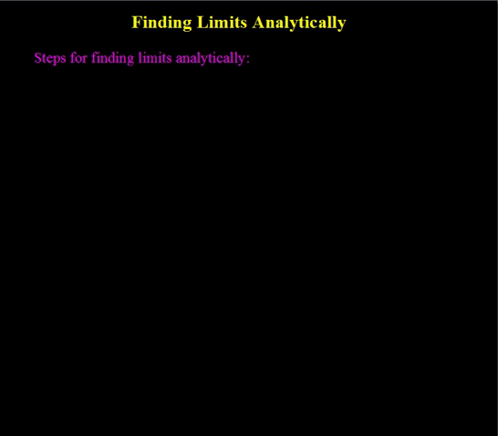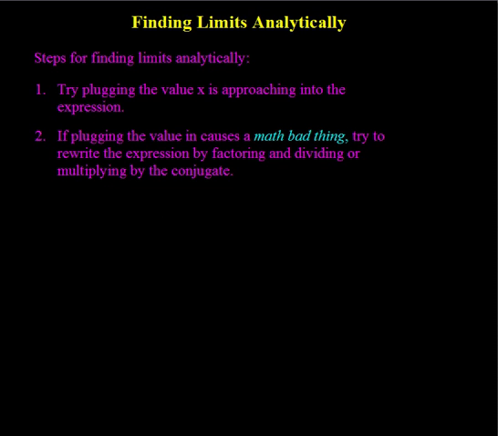All right, so we have some steps. First step is to just try plugging the value x is approaching into the expression. You'll see examples of all of these in a few minutes. Step two is if when you plug that value into the expression, you get a math bad thing, then you need to try to rewrite the expression by either factoring and dividing or by multiplying by the conjugate over itself. And let's talk about math bad things.